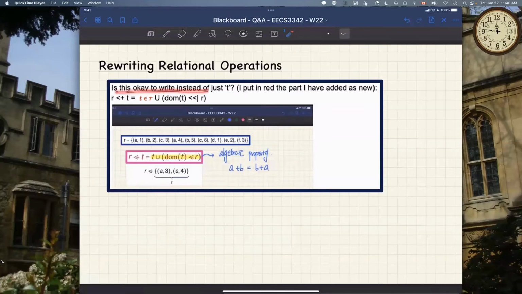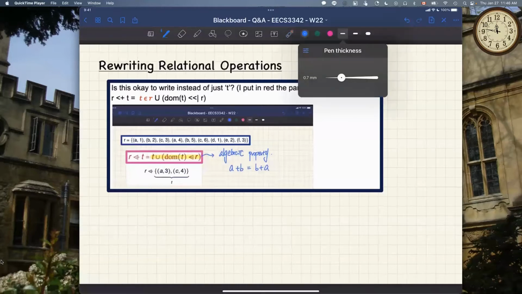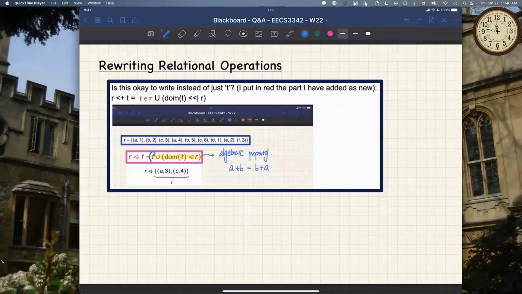All right, for this one here, I think your fellow student's question was, would it be okay for me to write instead of just T? You can see by definition, we say over here, R overridden with T is simply T itself union with the domain subtraction of R, right? That's what we're doing. And it's really important to see why we are writing this. So you can think about the T over here as basically a relation, which will be simply a set of pairs.